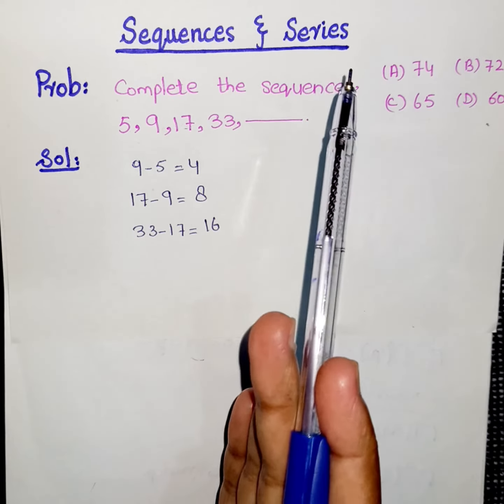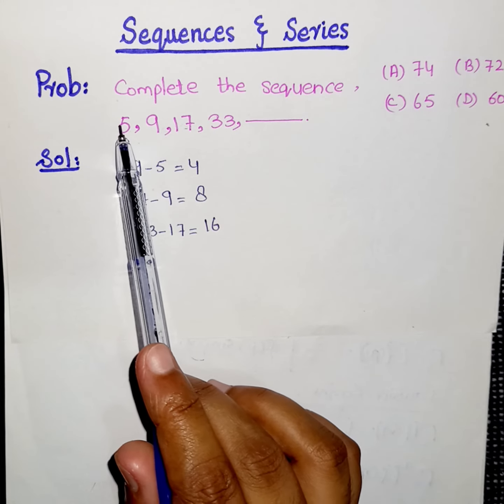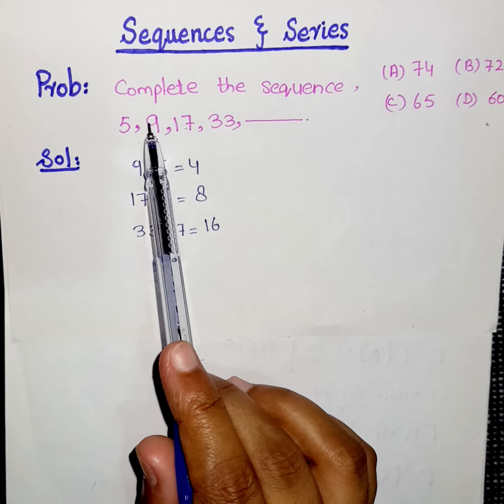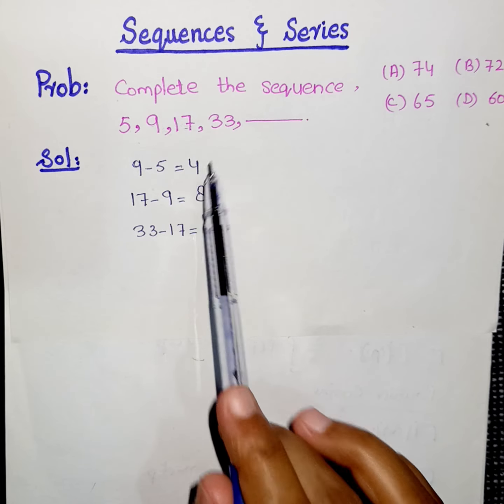But from this pattern, I have observed one thing, that every term is obtained by adding the common difference of the previous two consecutive terms multiplied by 2. For example, here, the common difference between 9 and 5 is 4. Okay, and if I multiply 4 by 2, then I get 8, and 9 plus 8 is equal to 17.